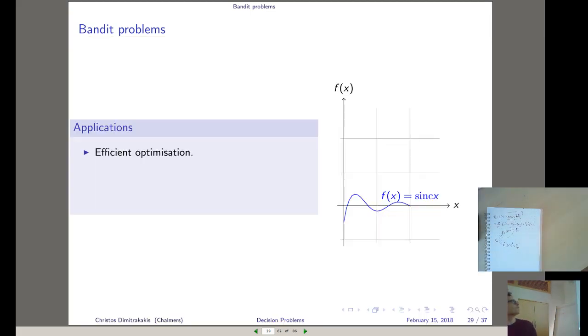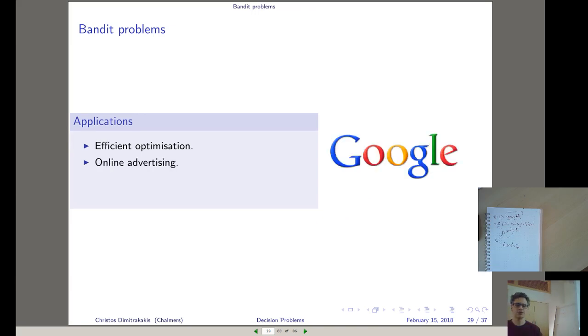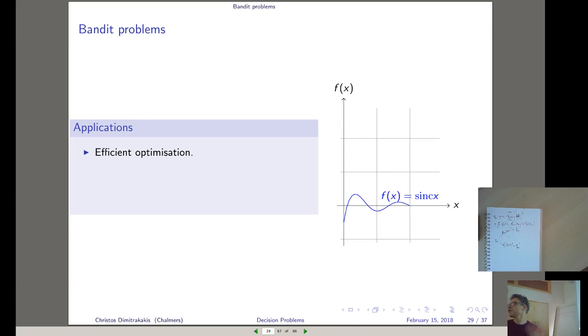So the basic application of bandit problems is efficient optimization. If you have a function to maximize, it's very simple. It's a sinc function, everybody knows the maximum is there. But let's say I don't tell you what the function is, and let's just give you some data from various points x, not even the actual values of the function, but with some noise. Then it's harder to maximize the function, because you have to test many, many points for a long time until you find the real value of the function there. So what's the fastest way to actually find the maximum? Well, you can do this with a bandit algorithm.